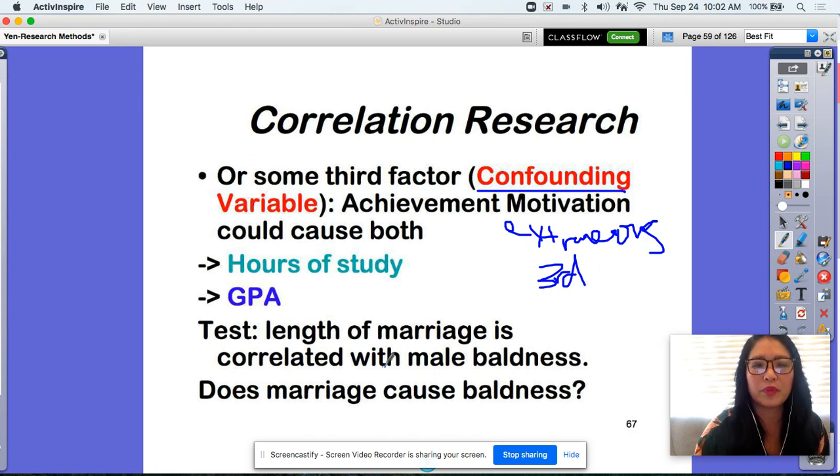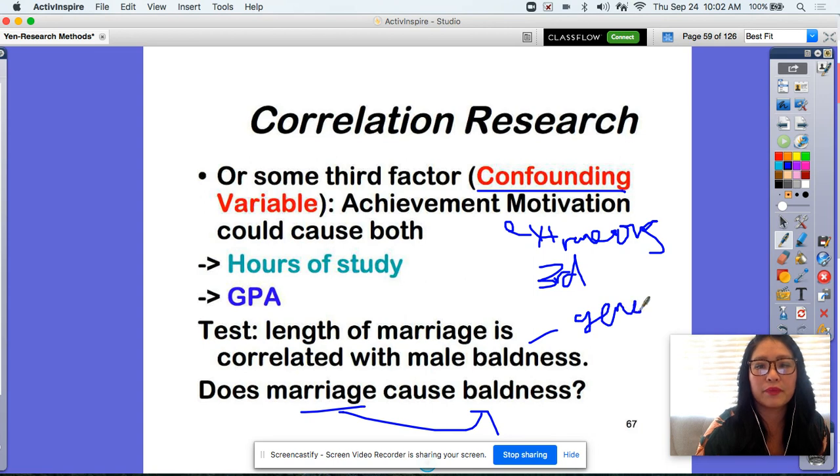So here's an example. The length of marriage is correlated with male baldness. So it's basically saying the longer you're married, the more likely you are to be bald. But can we say that marriage causes baldness? No, because there are a lot of married men that are not bald, and a lot of unmarried men that are bald. So you want to consider what other confounding, extraneous, third factors could be contributing to male baldness. One can be genetics.